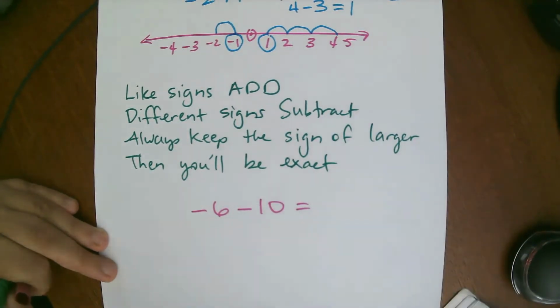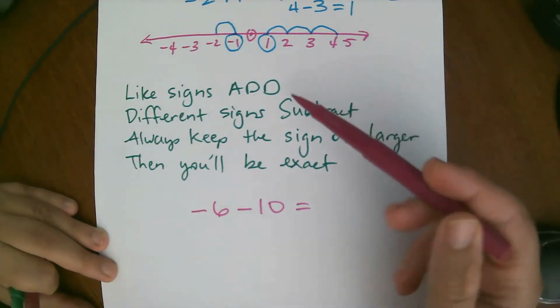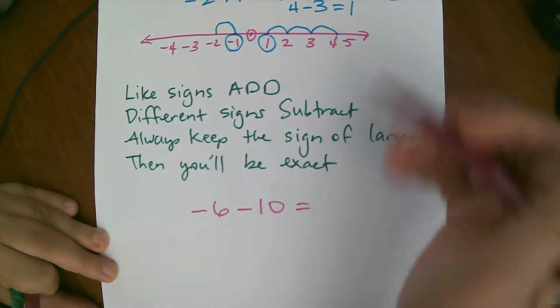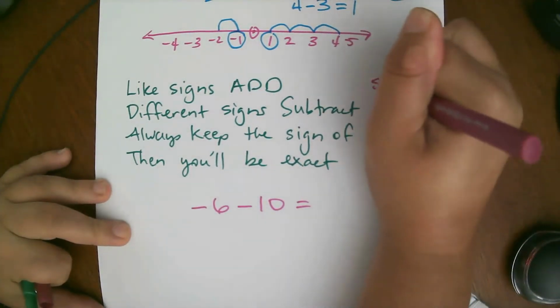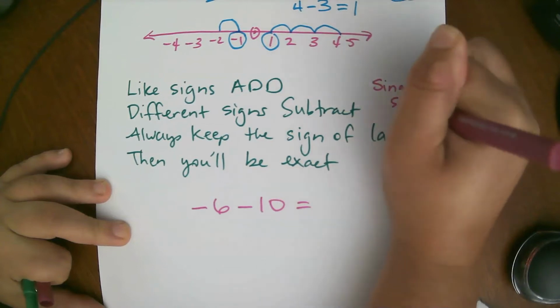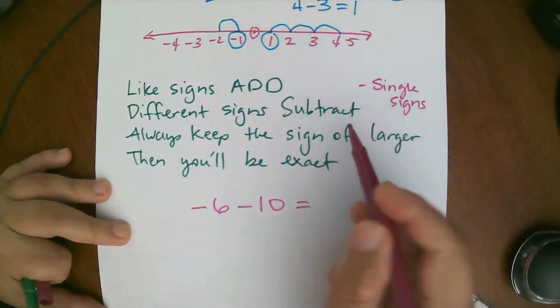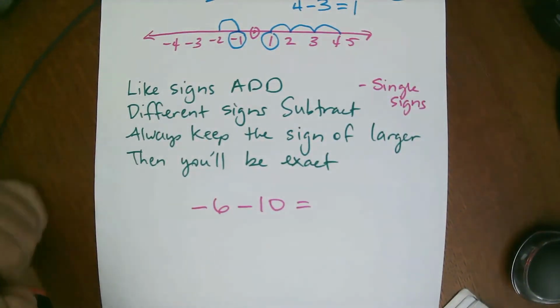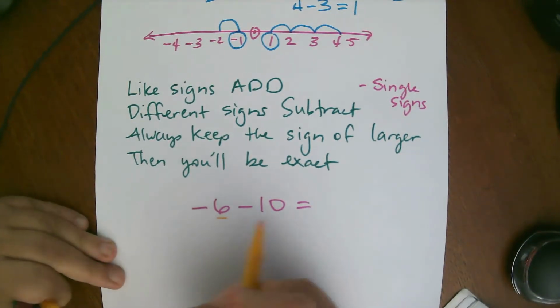I've got -6 minus 10. All right. So one thing you have to keep in mind is that this song only works for single signs. And I'll show you what that is in a second. But this only works for single signs.